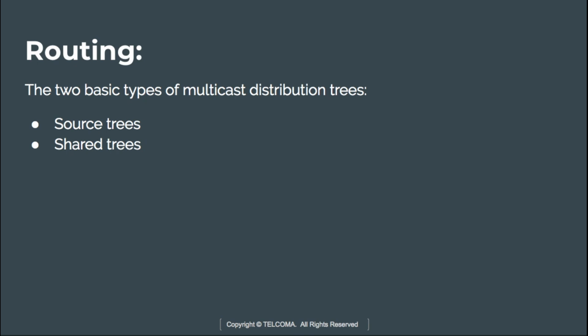Next, there are two types of multicast distribution tree. The first one is the source tree and the second one is the shared tree. Both the source tree and the shared tree are loop free trees, and the messages are replicated whenever they reach the tree branches. Let's discuss the source tree and shared tree one by one.